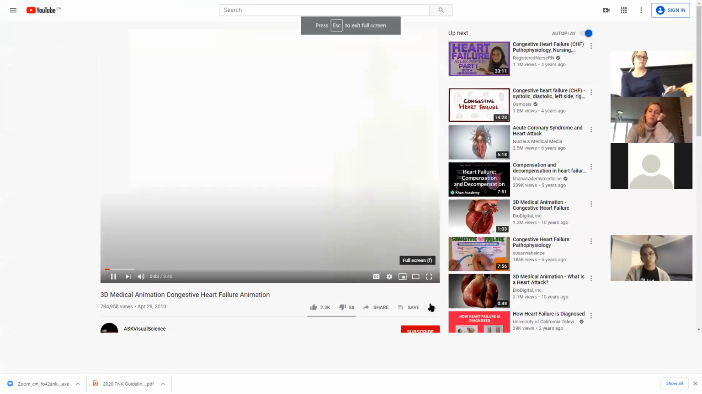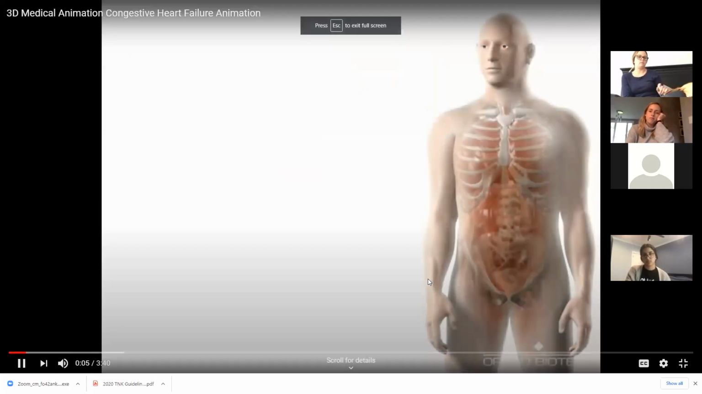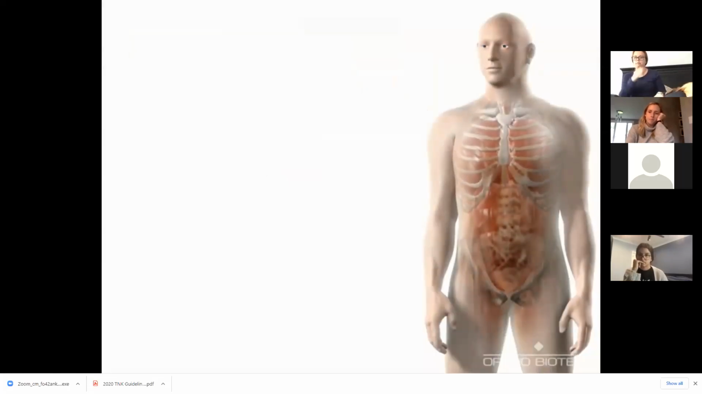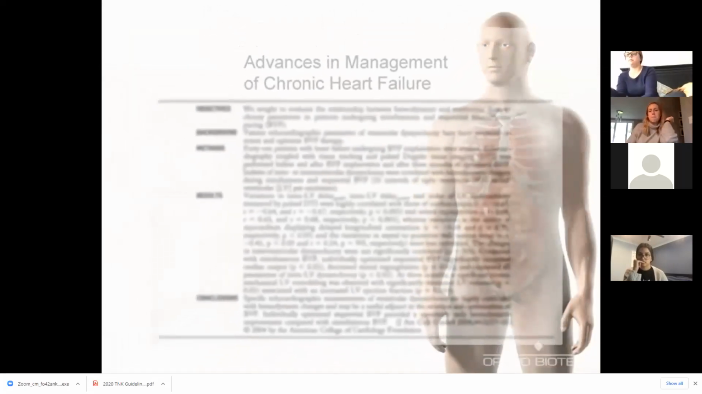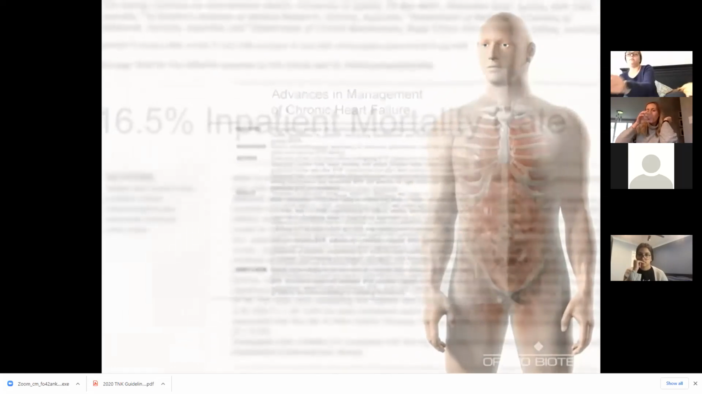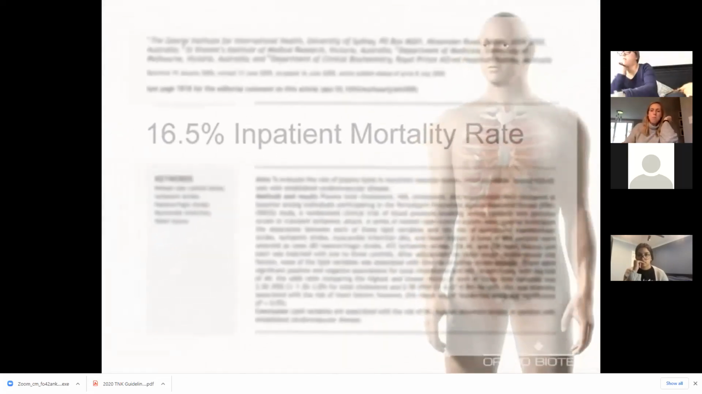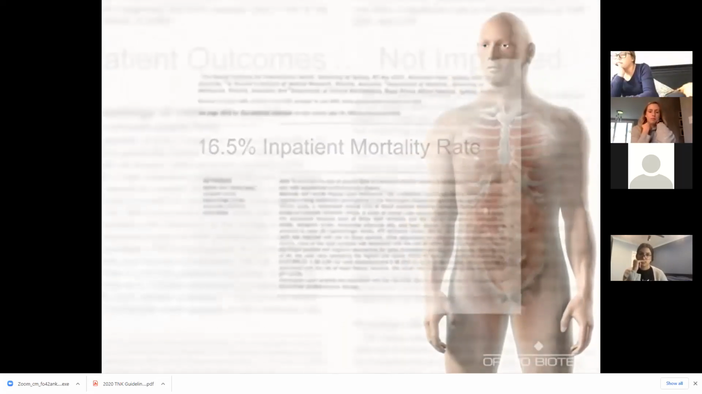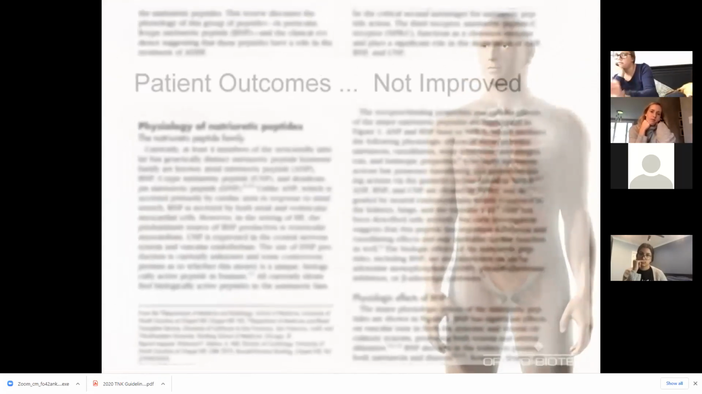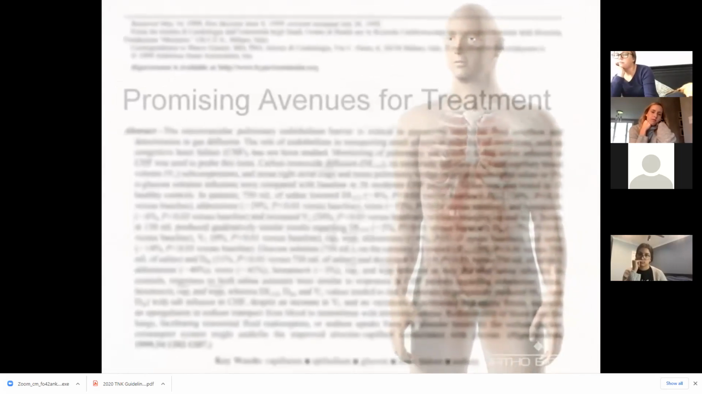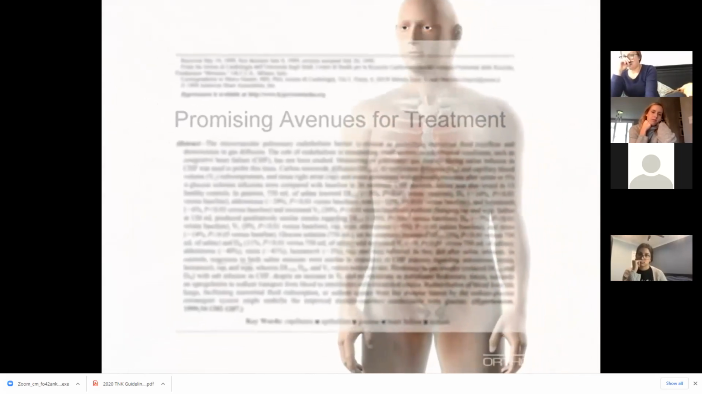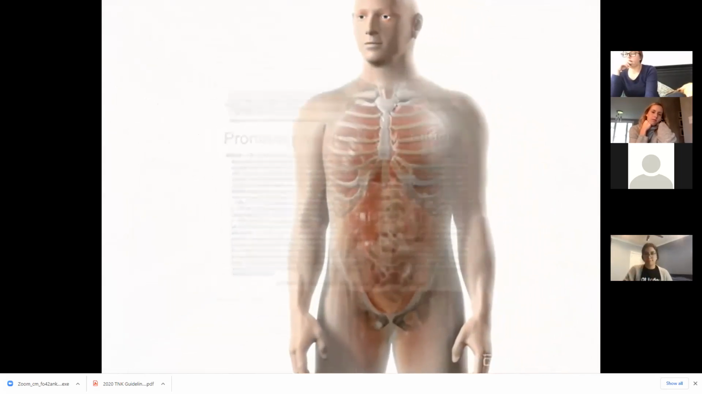Despite ongoing advances in the management of chronic heart failure, patient outcomes for acutely decompensated disease have not improved. Across Canada, patients hospitalized for heart failure continue to suffer frequent complications, and 16.5% die during their initial hospitalization. An examination of the pathophysiology of acute decompensated heart failure identifies promising new avenues for treatment.